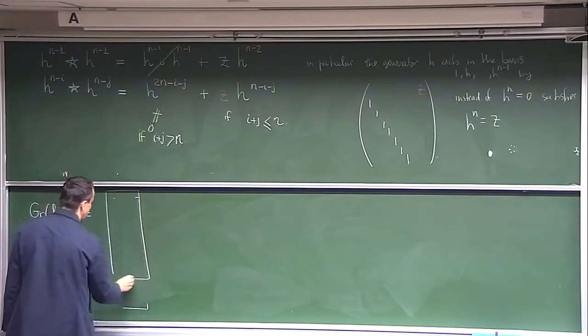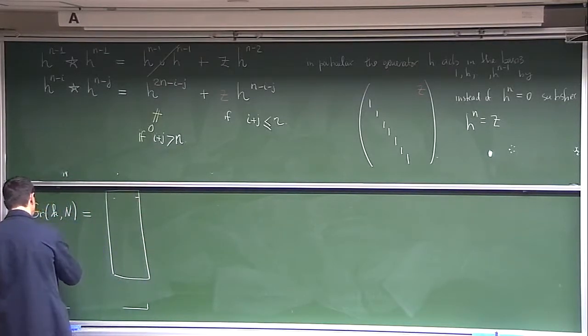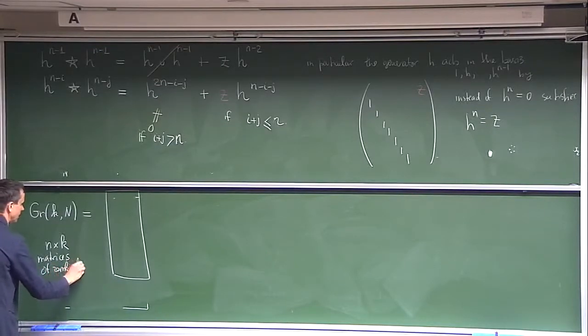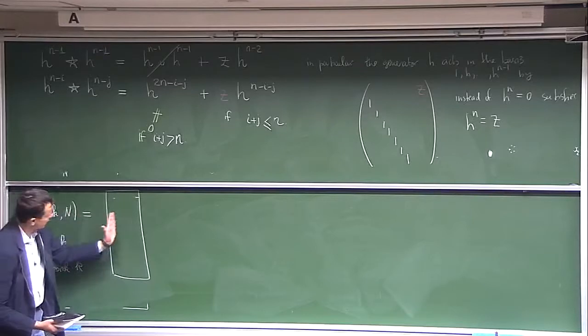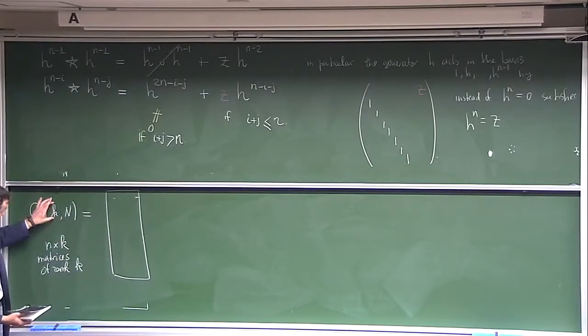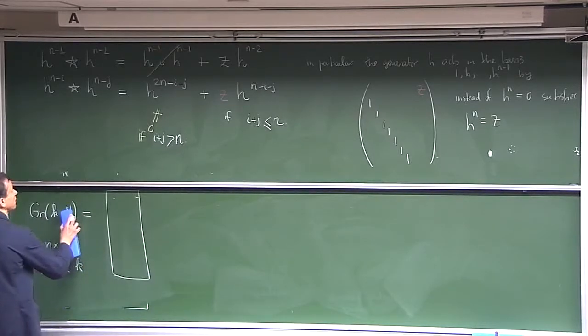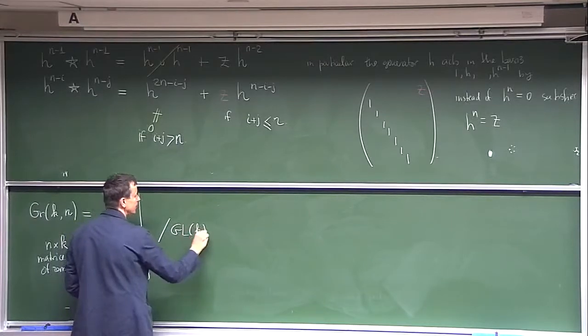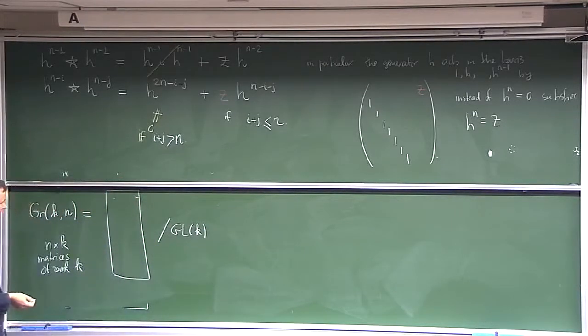One way to think about it, you look at n times k matrices. Instead of vectors, you look at matrices. Instead of them being non-zero, you look at those of rank k. And so the span of the columns of this matrix is a k-dimensional subspace in the n-dimensional space. I'm confusing big and small n, so maybe I'll write n. And this is taking the quotient by the GL_k action, which acts on the columns of this.